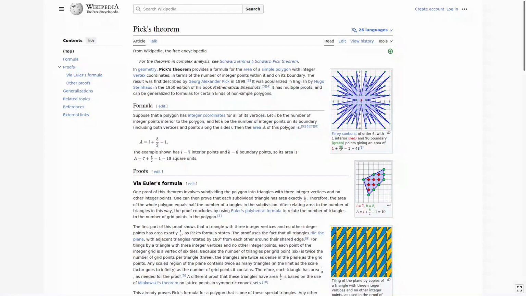Let I be the number of integer points interior to the polygon, and let B be the number of integer points on its boundary, including both vertices and points along the sides. Then the area A of this polygon is A equals I plus B divided by 2 minus 1. You might ask, why are you showing me this? We can use this formula to calculate the number of interior points if we know the number of boundary points and the area. We already know how to calculate the number of boundary points. We just need to find a way how to calculate a polygon's area.